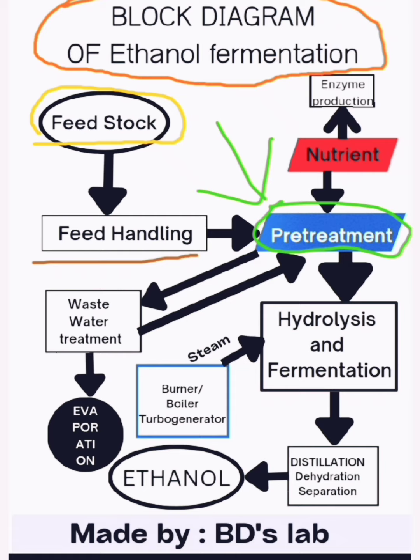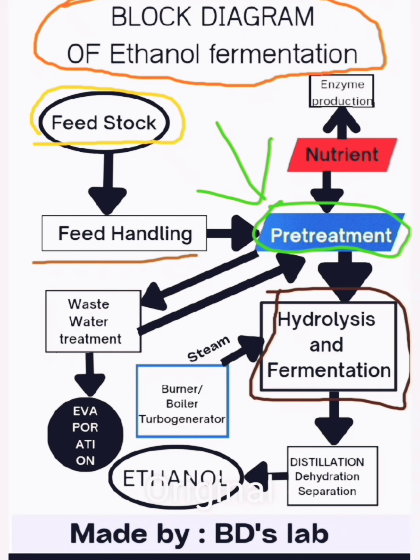After pretreatment, the product goes for hydrolysis and fermentation. Ethanol fermentation occurs at an acidic pH of 4. The water received from pretreatment is usually regarded as wastewater and used for running a turbogenerator, applicable during hydrolysis and fermentation.